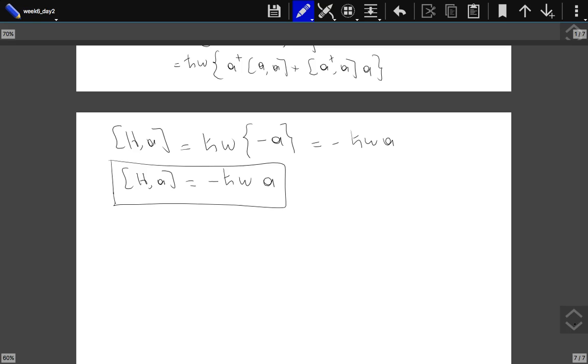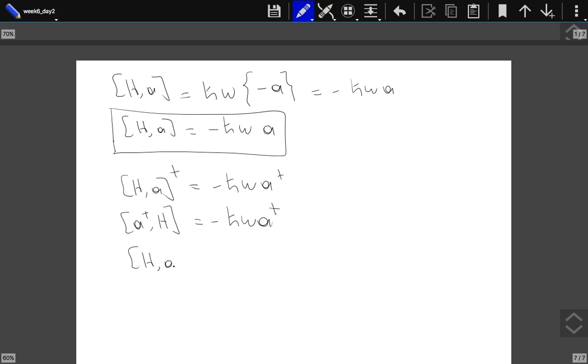Well, I can do the same thing for a dagger, but rather than just calculating the commutator, let me take the dagger of this thing. H a dagger, the commutator, is equal to minus h bar omega a dagger. Well, it's nothing but a dagger commutator with H, which is equal to minus h bar omega a dagger. Or H commutator with a dagger is equal to h bar omega a dagger. So a dagger is also such an operator. Its commutator with the Hamiltonian is proportional to itself.